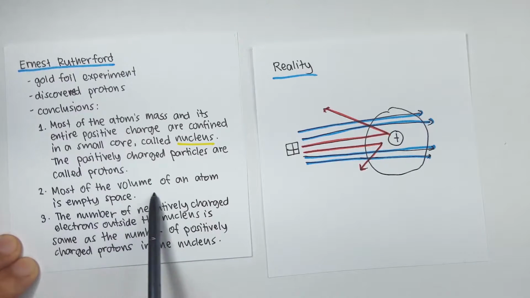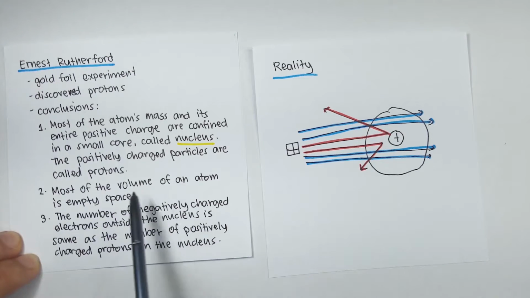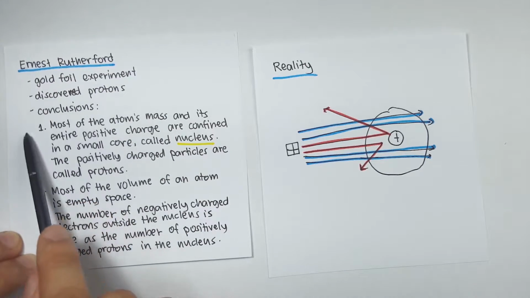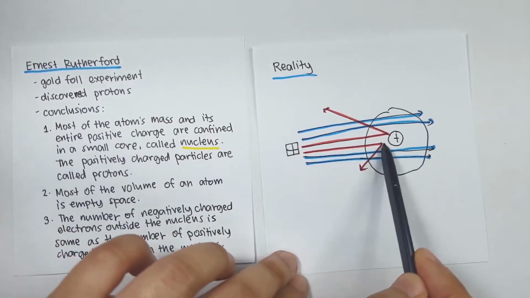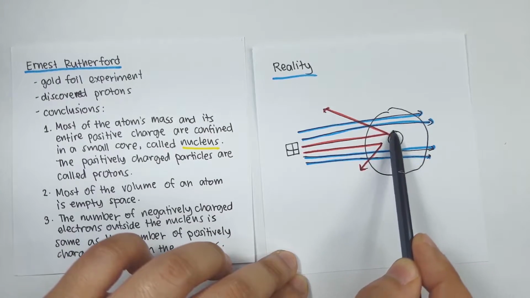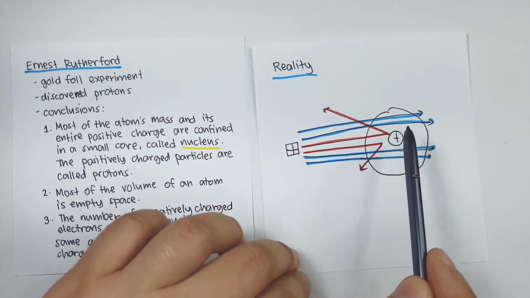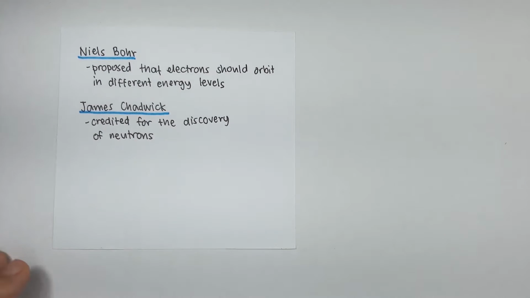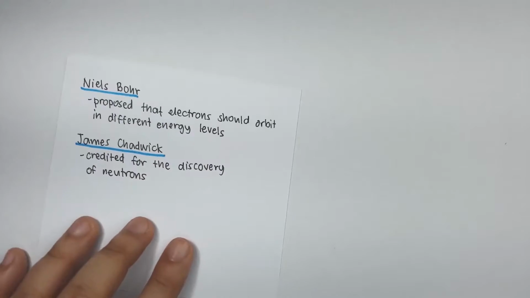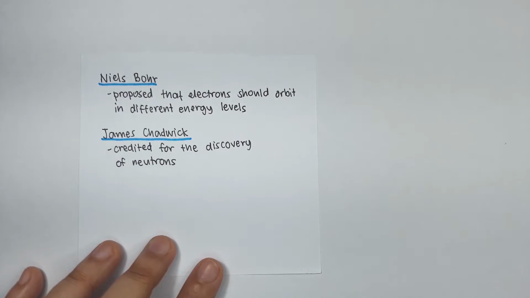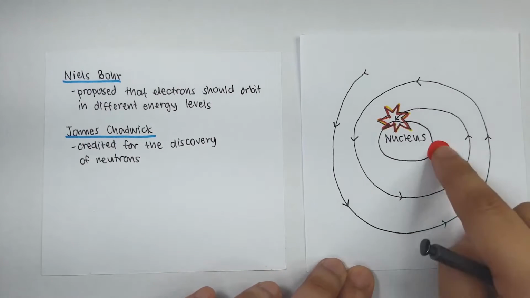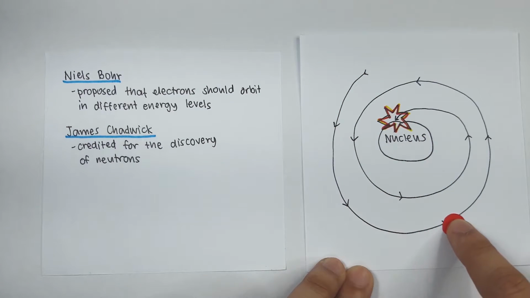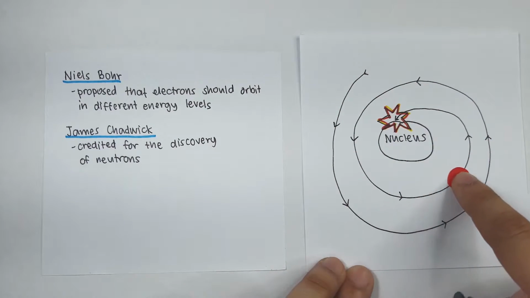This explains why some of the particles injected passed through because of the empty space. And this also explains why some particles were deflected, and it was because yung mga positive charge particles are confined dito sa nucleus. And because of that, Ernest Rutherford was also credited as the discoverer of protons. Now, isa sa mga sinabi ni Rutherford is that yung mga electrons ay parang umiikot lang around the nucleus. However, si Niels Bohr ayaw niyang maniwala. Kasi, if yung electrons ay umiikot around the nucleus, diba eventually it will collide with the nucleus.